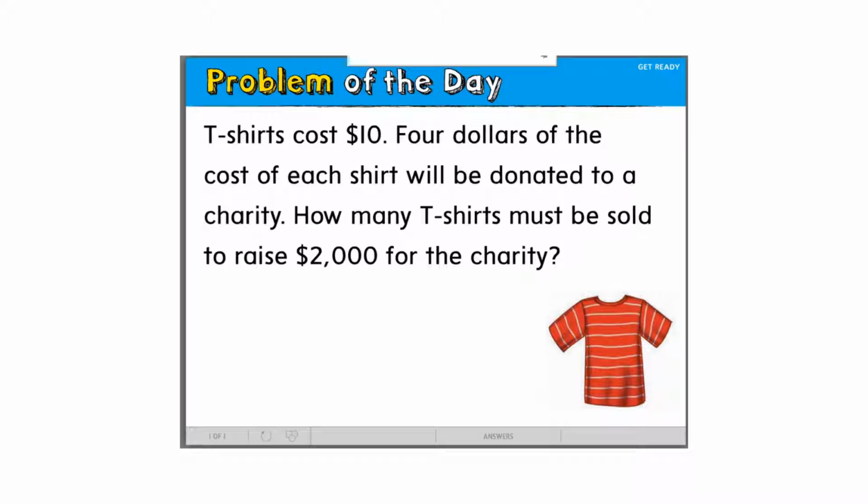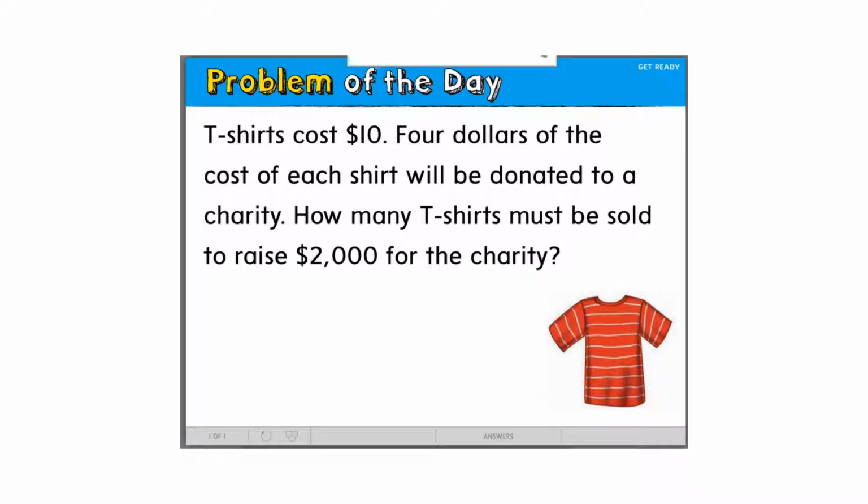Remember that our problem of the day is just a way to get your brain going and thinking about some math things. It's generally something that we've done before in class or that you should be familiar with. So think about how many T-shirts have to be sold in order to get $2,000 to donate to the charity. If you don't have a whiteboard or a marker, you can always use your notes. If you have a whiteboard, you can work it out there. I'll give you a minute to think, then I want you to think with a partner in a moment.